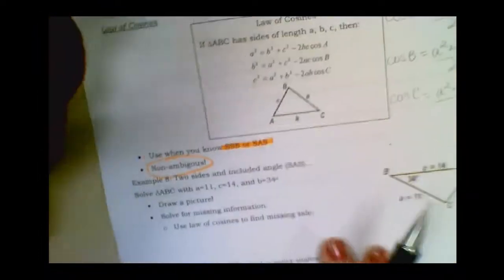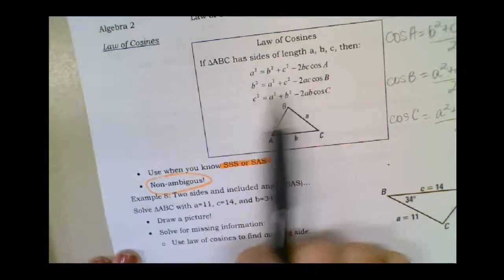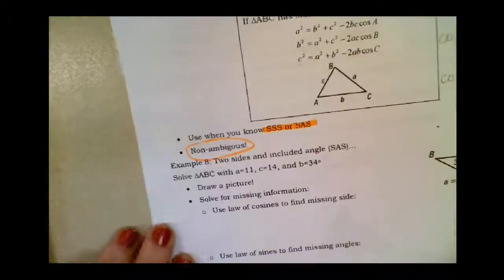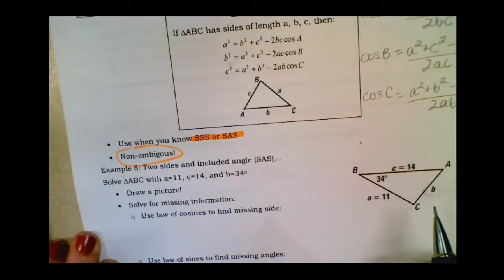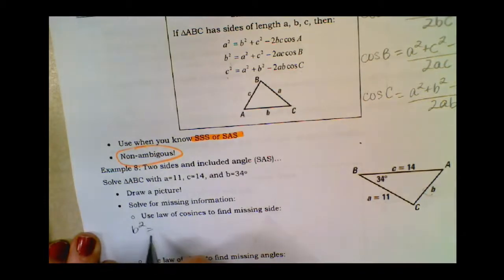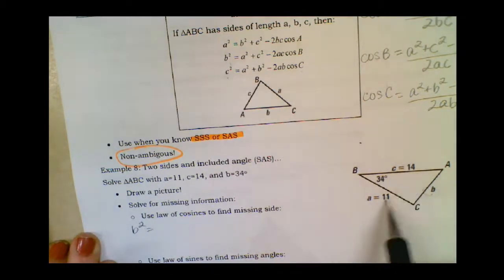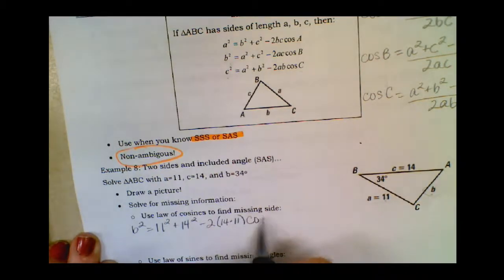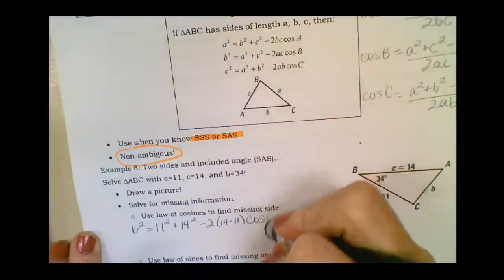So I am going to use this middle formula because B is isolated out here. Even though it's a B squared, we can get the square root of that pretty easily and solve for B. So we're going to use this second one. So my B squared is going to equal, it's basically the two sides that sandwich it. Okay, so A is 11, I'm going to square that, plus 14 squared, minus 2 times those two numbers, 14 and 11, and the cosine of the angle that I have, which is B, which in this case is 34.